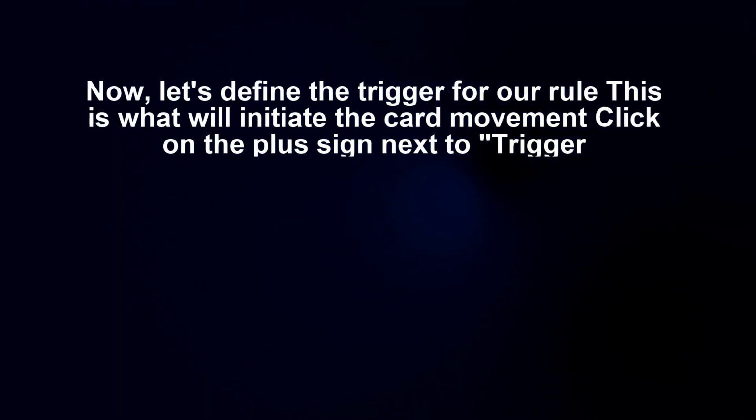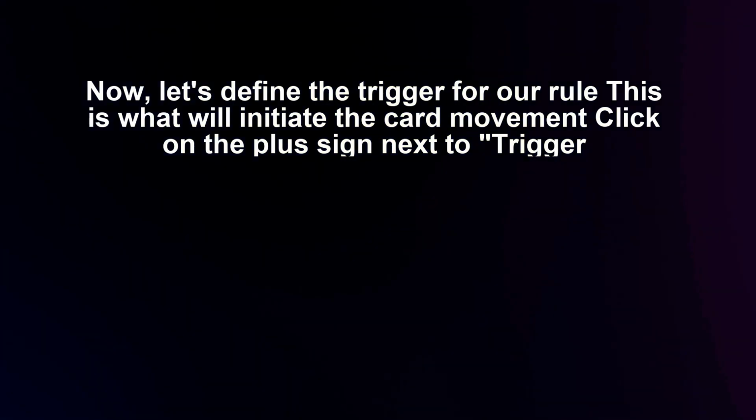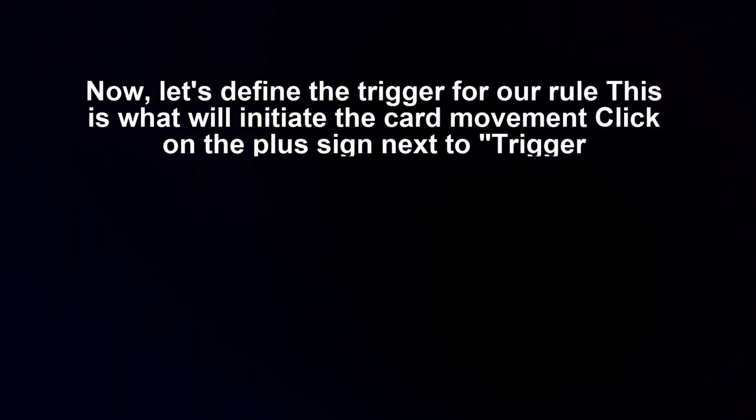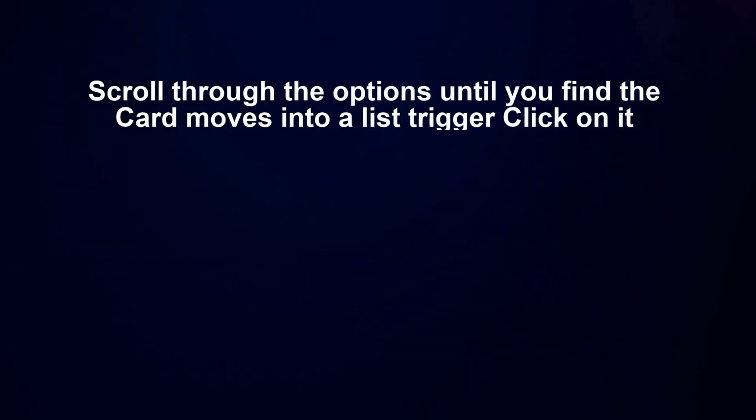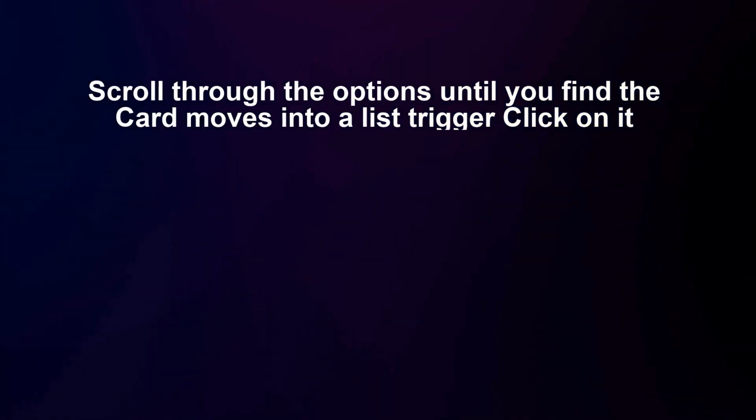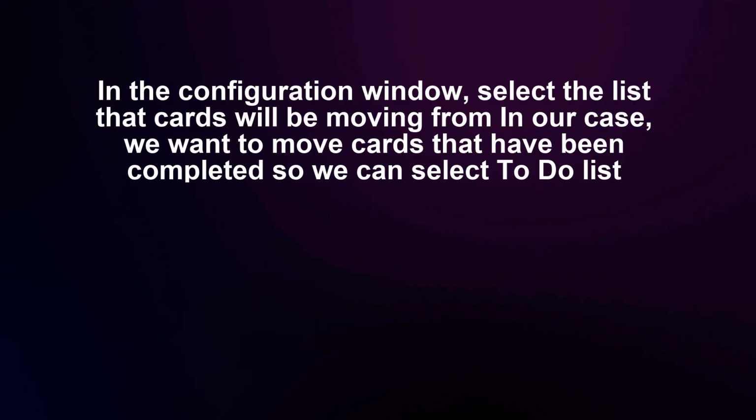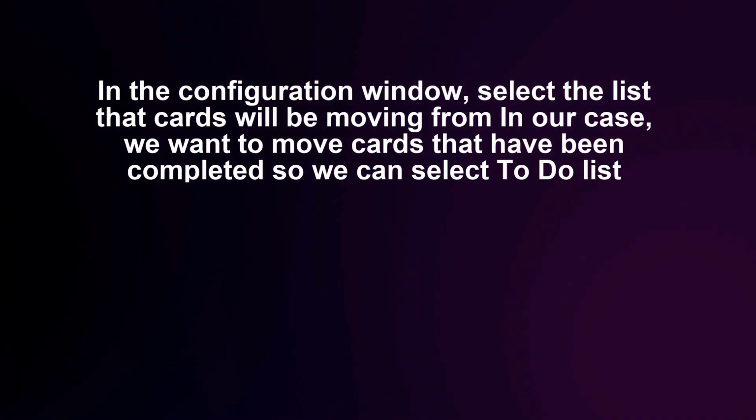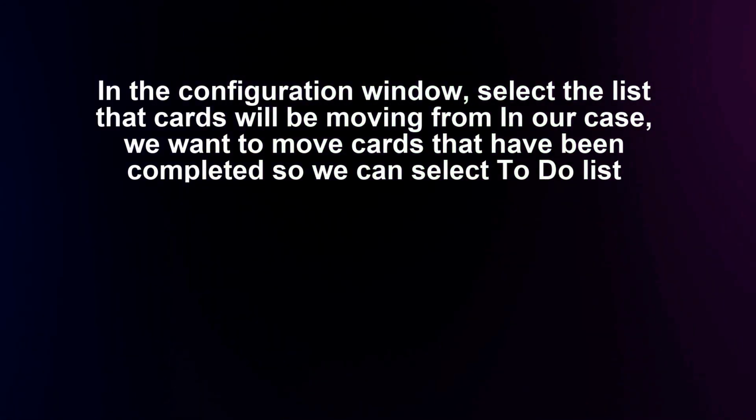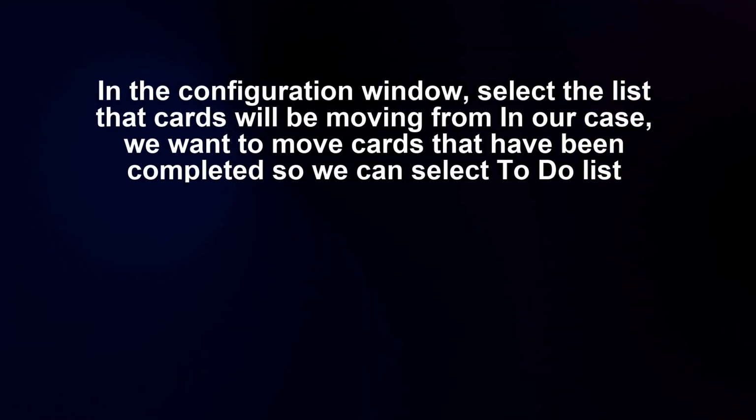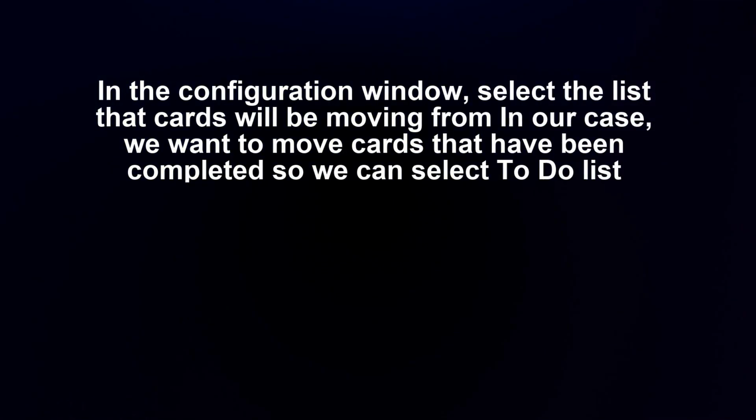Now, let's define the trigger for our rule. This is what will initiate the card movement. Click on the plus sign next to trigger. Scroll through the options until you find the card moves into a list trigger. Click on it. In the configuration window, select the list that cards will be moving from. In our case, we want to move cards that have been completed, so we can select to-do list.